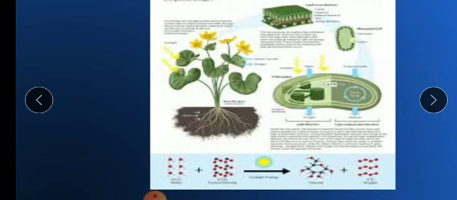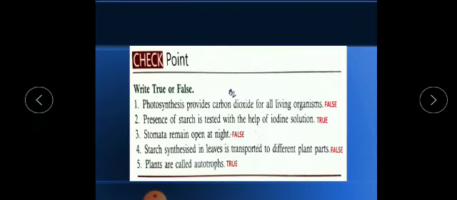I have already explained the activities related to photosynthesis. Now children, open page number 56 in your book. One checkpoint exercise is given, true or false. I have already solved these exercises in this video so that you can easily write them, or if you have written, you can mark them in the book or recheck.